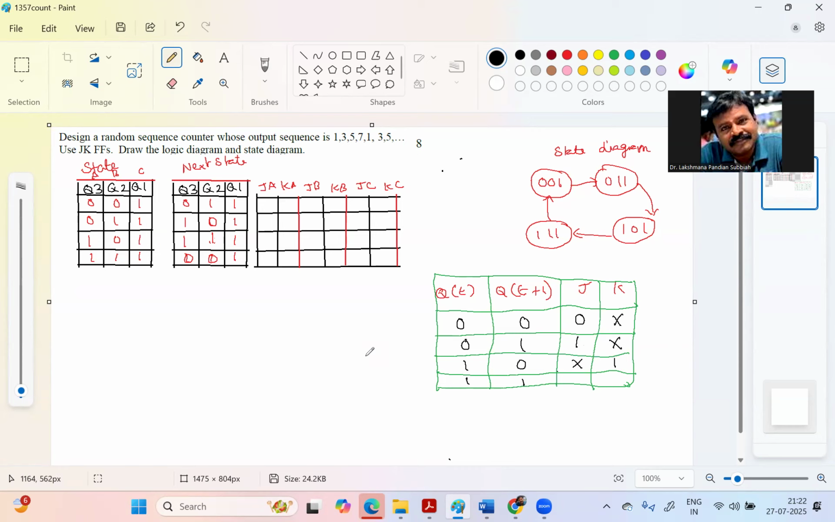So 0 means this is reset, or otherwise we are inverting 1 to 0, which is possible. Now 1 to 1, there is no change in value. Then J can be X, for 1 to 1, and K should be 0, right? So this is the excitation table for the JK flip-flop.